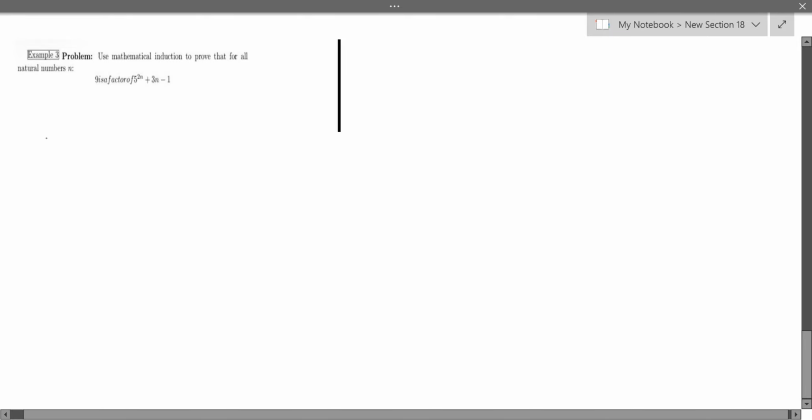Let's look at example 3. We are asked to use mathematical induction to prove that for all natural numbers, 9 is a factor of 5 raised to the power of 2n plus 3n minus 1. You can observe that example 1 and example 2 are kind of similar, but example 3 is different because we want to use mathematical induction to prove that something is a factor of another.